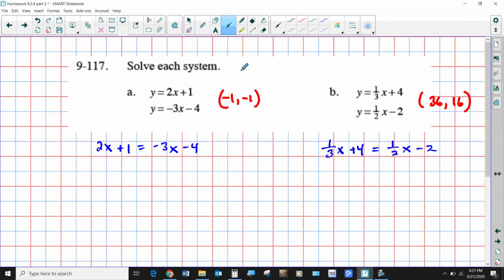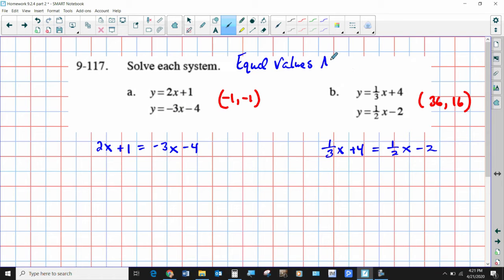For problem 117, remember the equal values method. There are certain situations where you might have two different rules that apply to the same situation, where x and y represent the exact same thing. And the intersection point of these two lines that are created from these two equations has special meaning. -1 has meaning in the context of whatever these rules stand for.